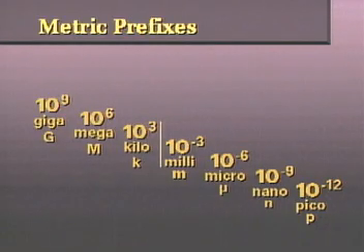With that in mind, let's run through them one more time. 10 to the third power is called kilo and is abbreviated lowercase k. 10 to the sixth power is called mega and is abbreviated capital M. 10 to the ninth power is called giga and is abbreviated capital G. 10 to the negative third power is called milli and is abbreviated lowercase m. 10 to the negative sixth power is called micro and is abbreviated mu. 10 to the negative ninth power is called nano and is abbreviated lowercase n. 10 to the negative 12th power is called pico and is abbreviated lowercase p.